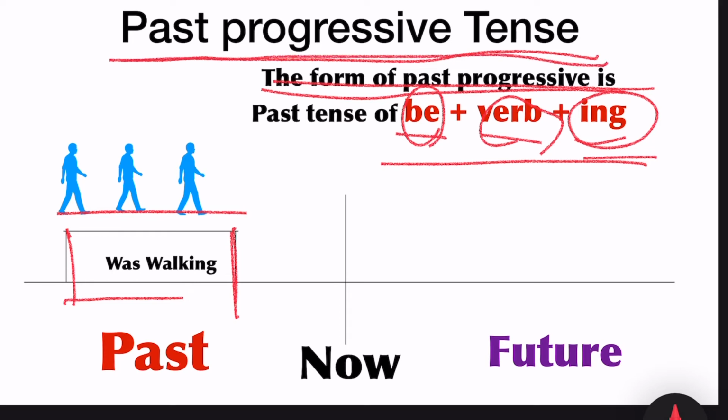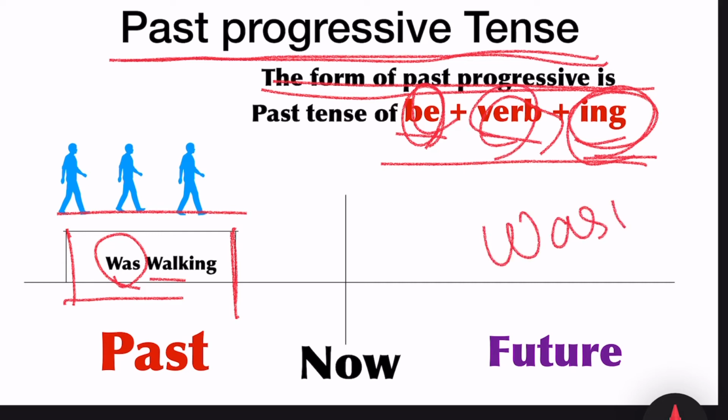In the verb form, you have to use a past helping verb, that is was, plus verb. The verb we are using here is walk. This is the main verb. To express the continuous action, we have added ing to the main verb walk. So, was walking is the form of this tense.